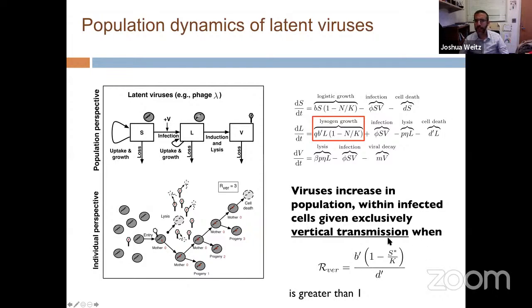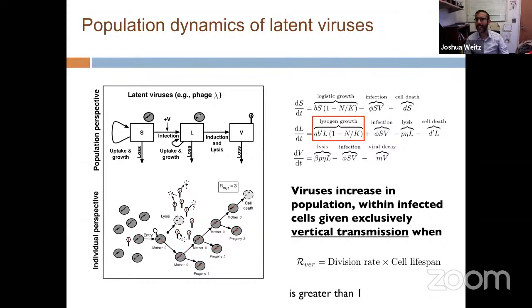And they will have a division rate, b prime, and it'll be modulated by density. So if we have a rare lysogen and the susceptible cells are at high abundance relative to their carrying capacity, it will be very hard to proliferate. So you can see this is in essence division rate times cell lifespan.